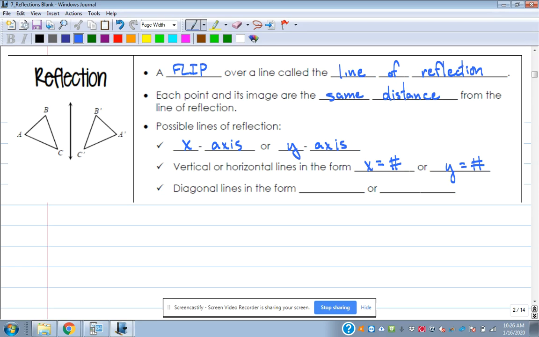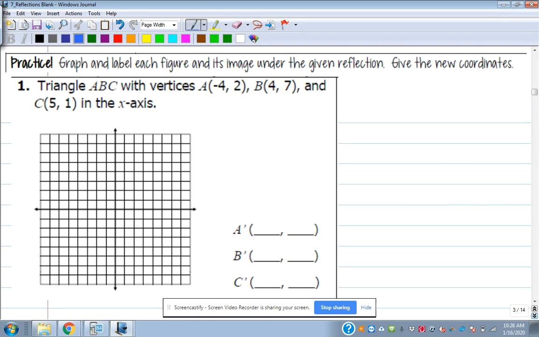So we could reflect across a certain line, not just the x-axis or y-axis. And then we could do some diagonal lines. We're going to use y equals x and y equals negative x. Those are the two diagonal lines that we're going to reflect across in our unit here. We're not getting into a lot of algebra with this, just doing some reflection of points. So really not a horrible thing here. It's actually pretty easy. So let's look at number one.